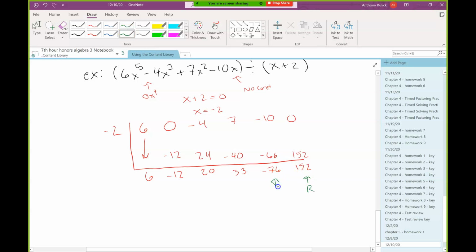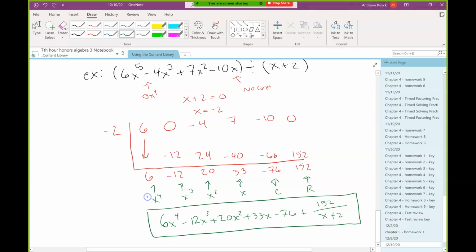So remainder, constant term, x coefficient, x squared coefficient, x to the 3rd coefficient, x to the 4th coefficient. So we'll say our answer is 6x to the 4th minus 12x to the 3rd plus 20x squared plus 33x minus 76 plus our remainder, which is 152, over our divisor, which is x plus 2.